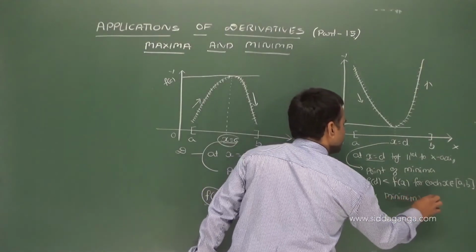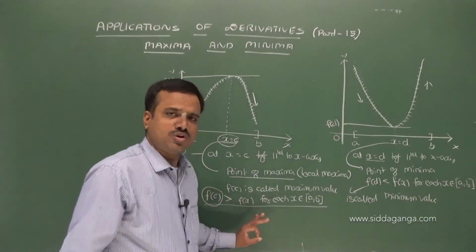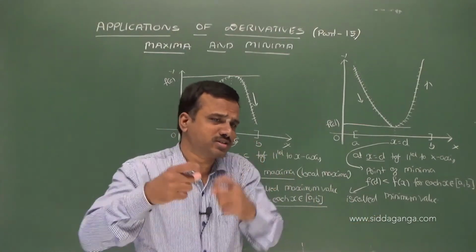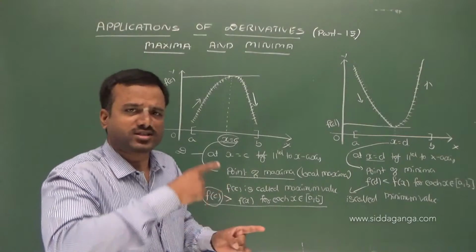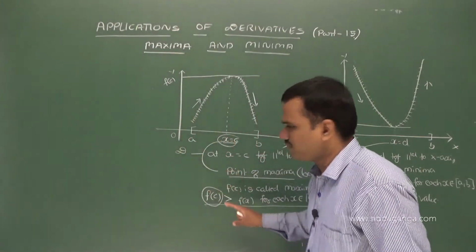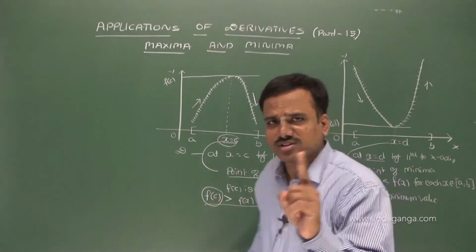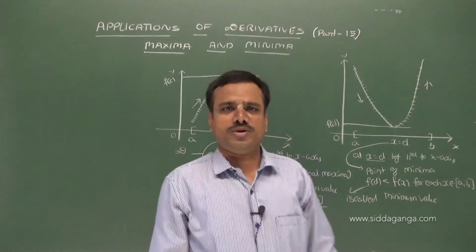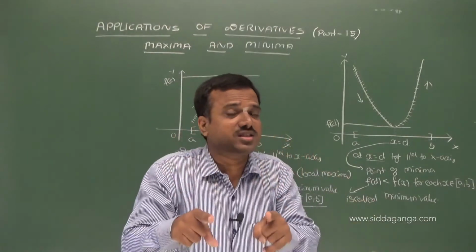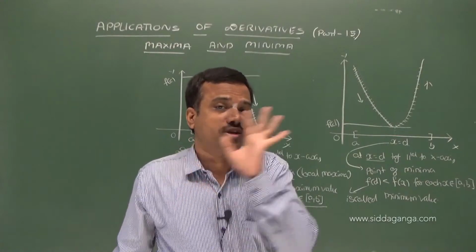This f of d is called what? Minimum value. This is the concept of maxima and minima. When the function is maximum, f of c, the range, is greater than f of x for each x belongs to a comma b. When the function is minimum, f of d is always less than f of x for each x belongs to a comma b.